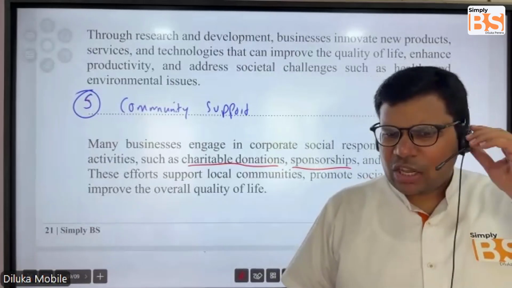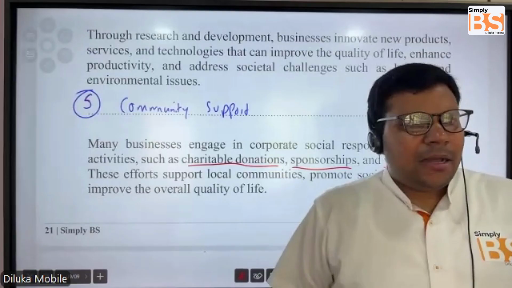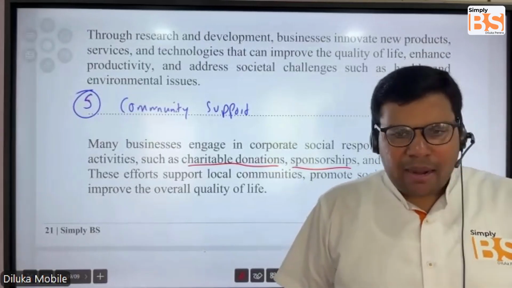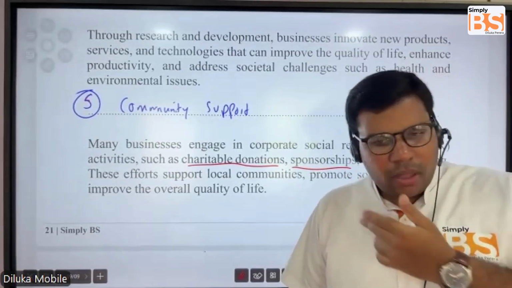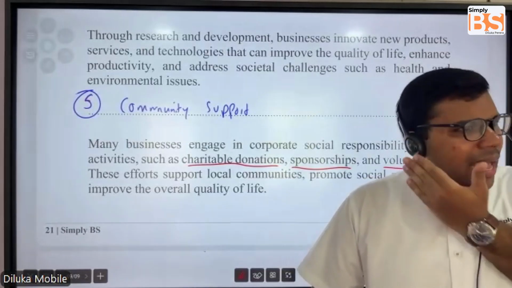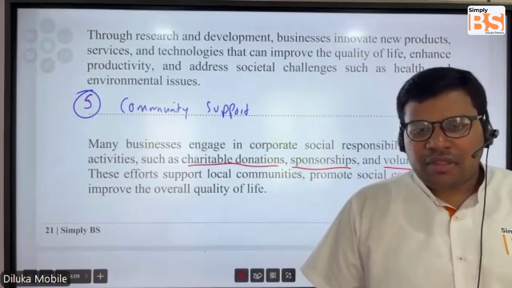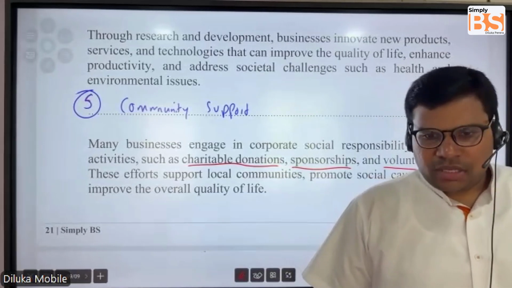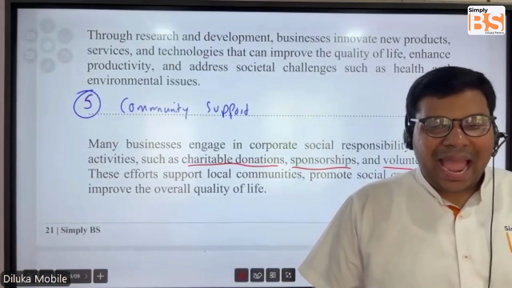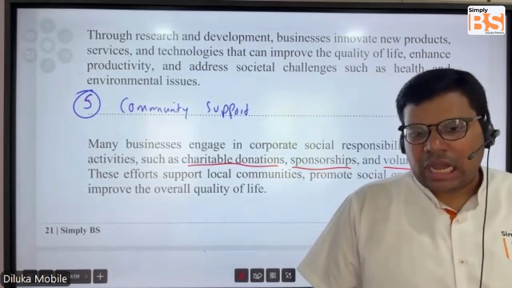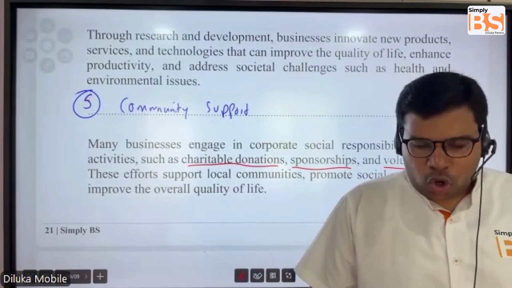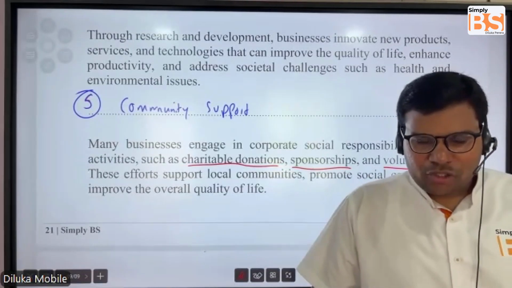Very recently also I came across this. I don't want to reveal the names, but there was a refurbishment of the Maradana railway station, and the majority of the cost of the refurbishment was handled by one of the private companies. They have done it for a good cause.